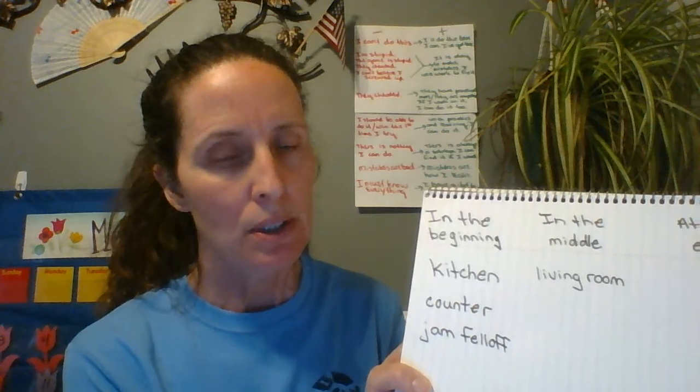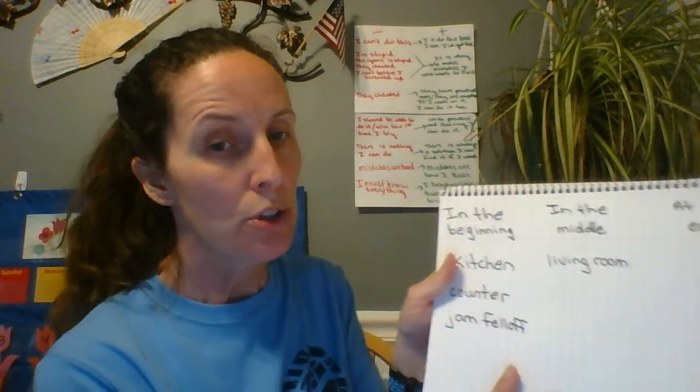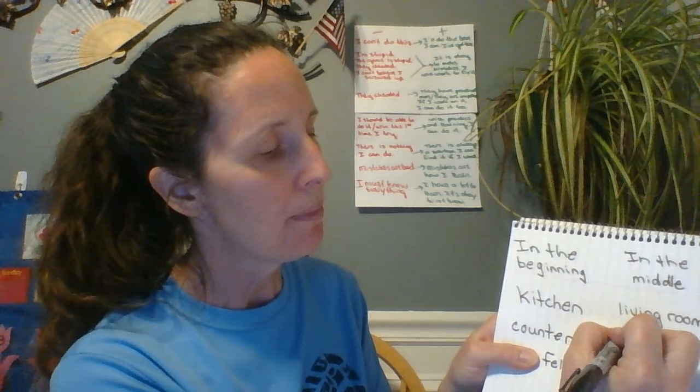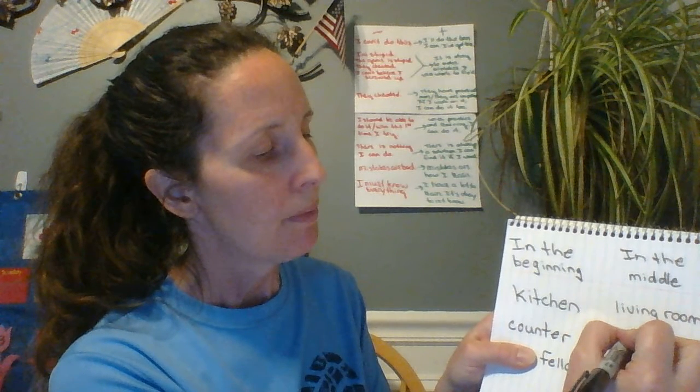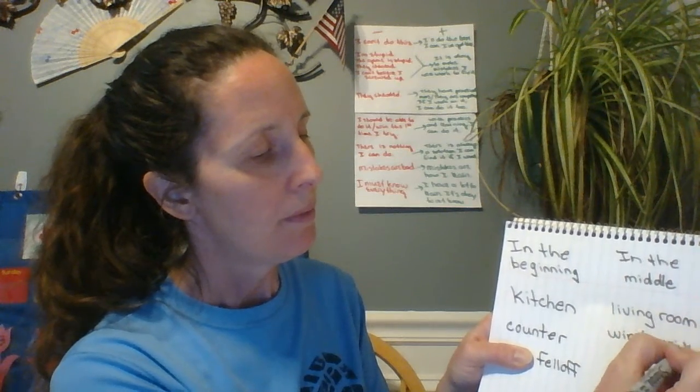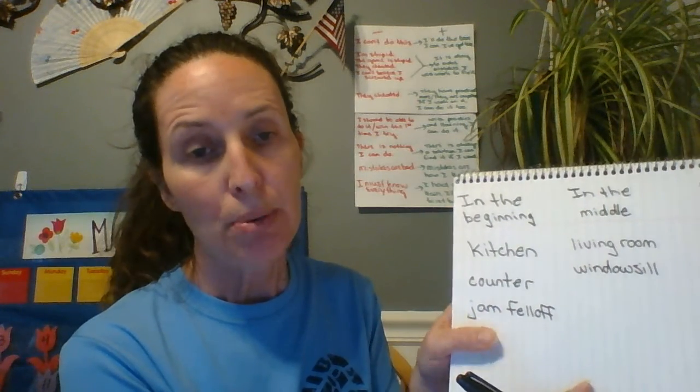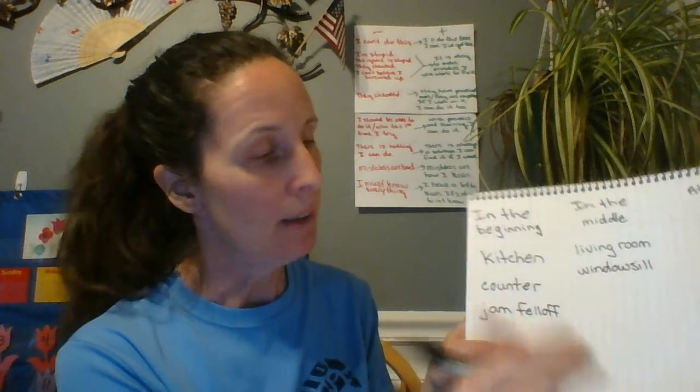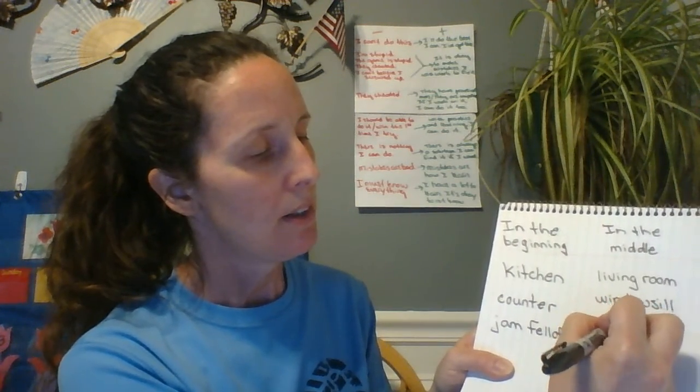All right. What happened in the middle of our story? Where was that naughty Oliver in the middle of our story? He was in the living room. Good remembering. Where was he sitting while he was in the living room? He was on the windowsill. Do you remember that? What was on the windowsill with him? Anybody remember? Yep. He pushed the plant off, didn't he? Made a big mess on the floor. Yeah. So the plant fell off.